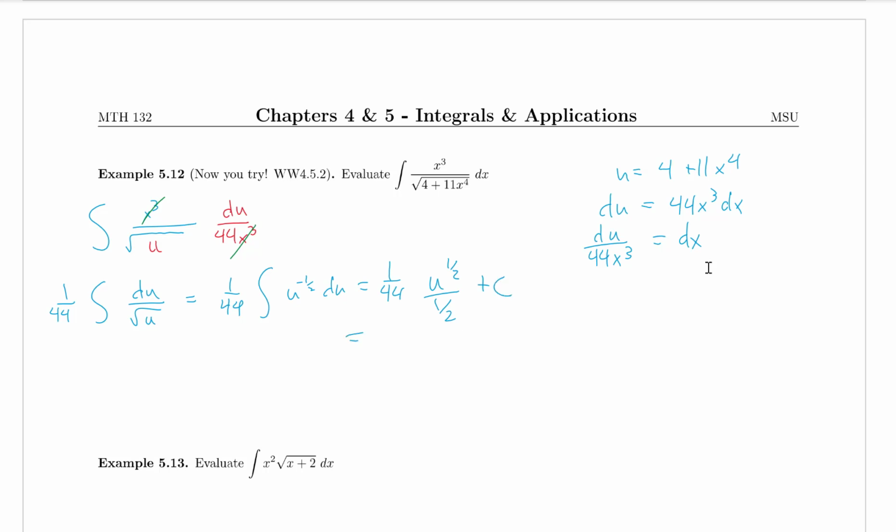And if we simplify that, we're going to get 1 over 44 times 2 square root of u plus c, which gives us 1 over 22 square root of u plus c. And to get this back into our x variables that we originally had, we can substitute our u back in, and we get the square root of 4 plus 11x to the 4th plus c as our final answer for this example.